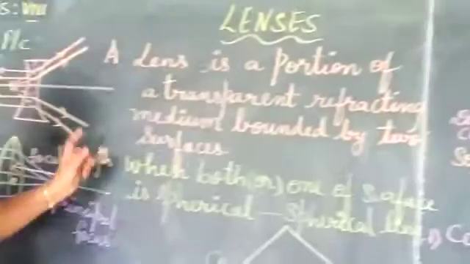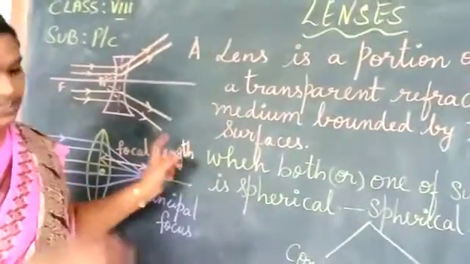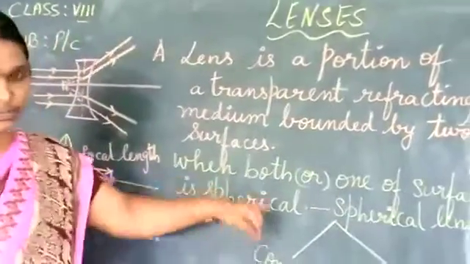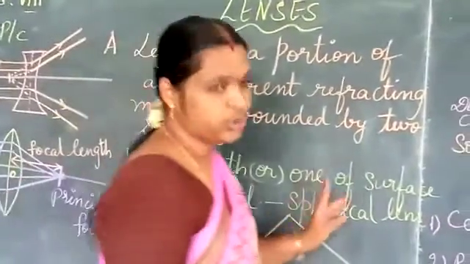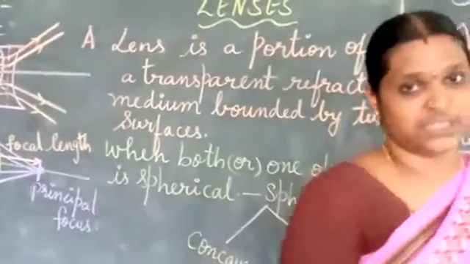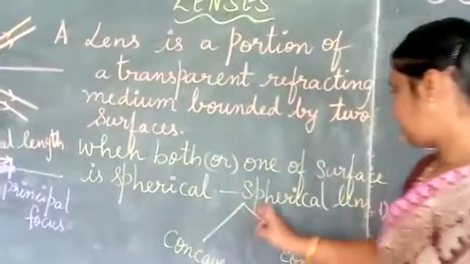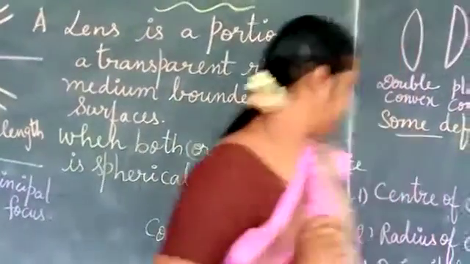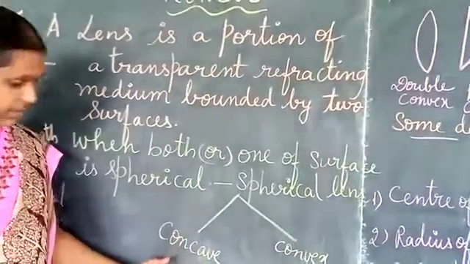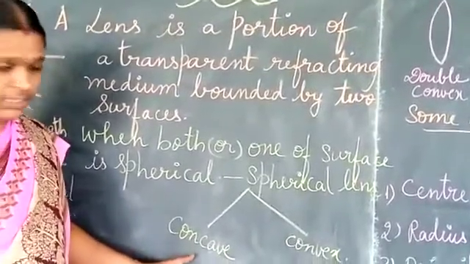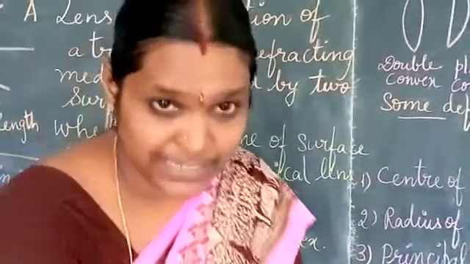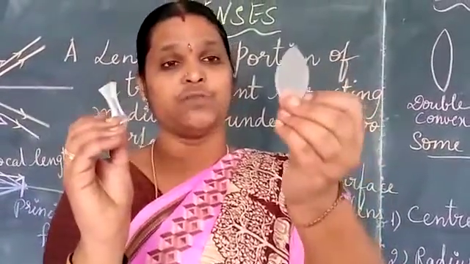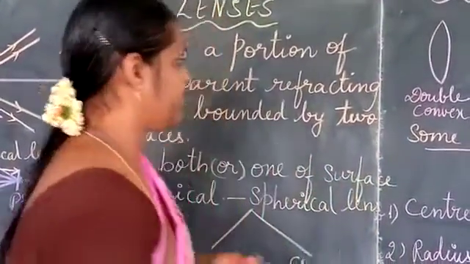Now, what if both or one of the surfaces is spherical? When both or one of the surfaces is spherical, you call it a spherical lens. So we are going to discuss spherical lenses. There are two types of spherical lens. One is the concave lens and the other one is the convex lens.